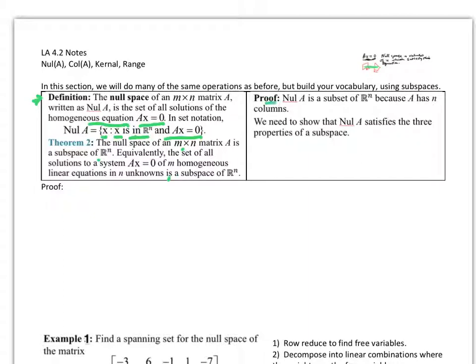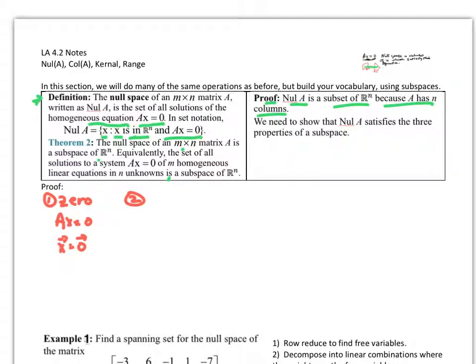And then the proof. What we want to do is try to go ahead and prove this. So the null space of A is a subset of Rn because A has n columns. And remember our proofs from the last section, we had to do 3 things. Number 1, we had to show that it had a 0 vector. Number 2, we had to show that addition held true within the space that you're in. And 3, we had to see that the scalar multiple also stayed within and was closed within the space that we were in.